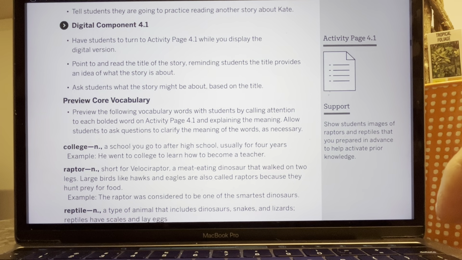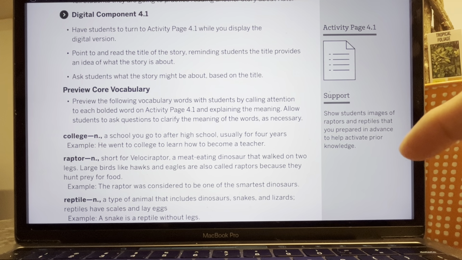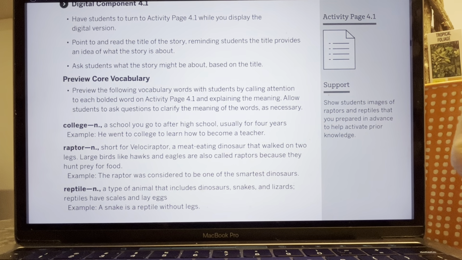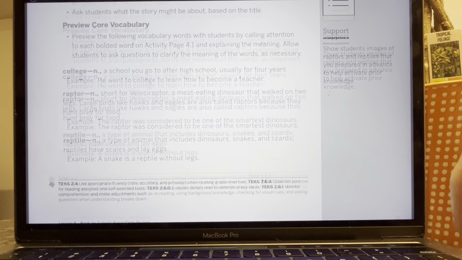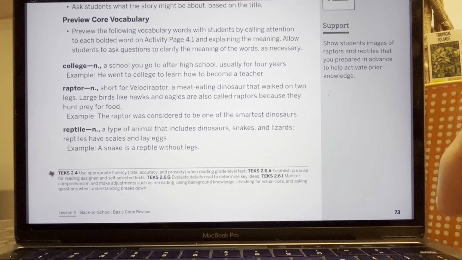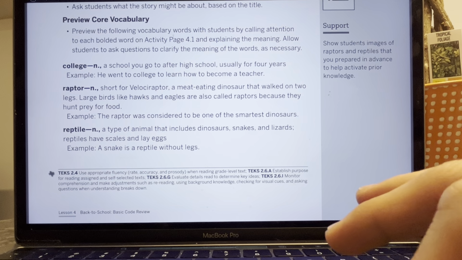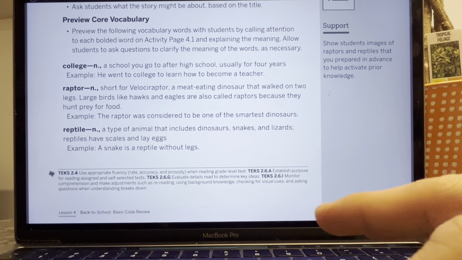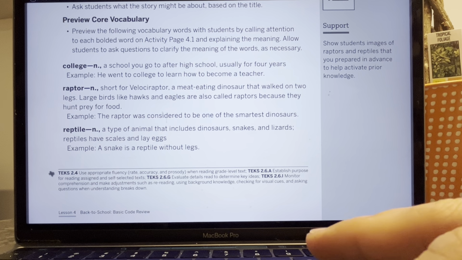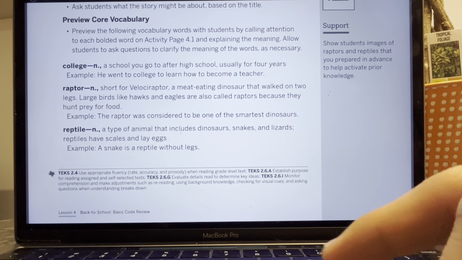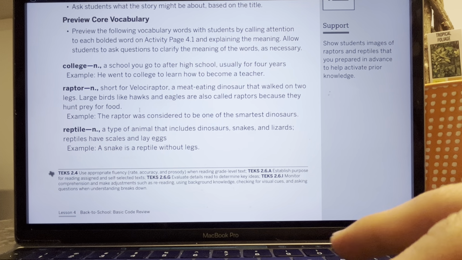Then we have other activities where we present core vocabulary. In vocabulary, we present very different types of vocabulary. We present vocabulary at the tier one level, like high frequency words, but mostly we present tier two. When we get into more complex, we present tier three vocabulary, like raptor and reptile, which is focusing on a science lesson specifically. It will give the students the definition of what this is, and then we'll provide an example.